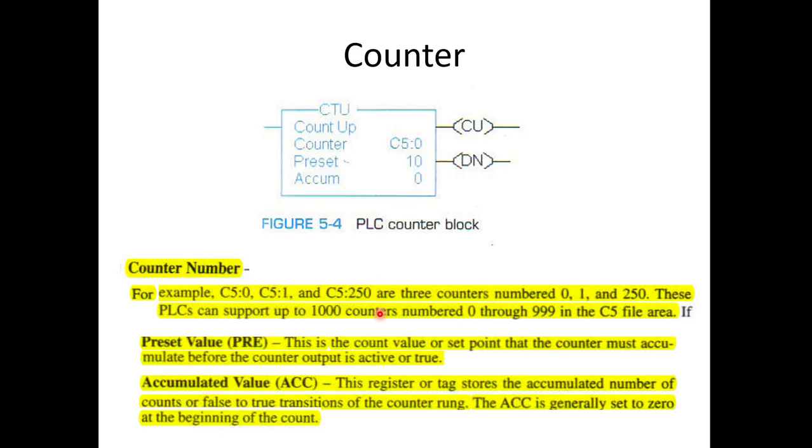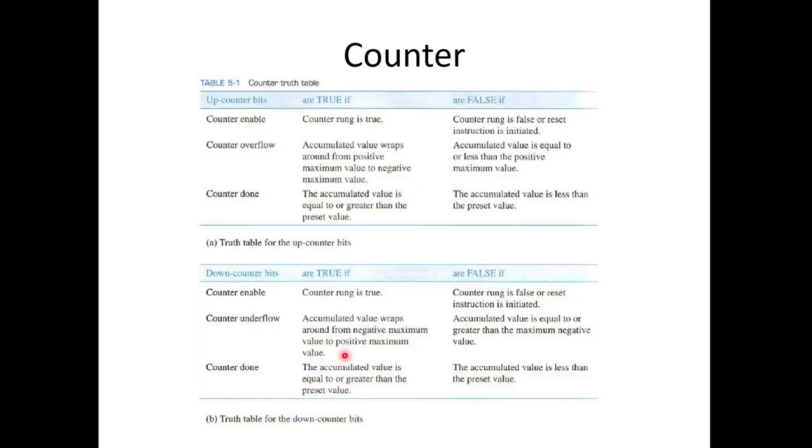You have C5:1, C5:2, so there are three counters numbered. So you can have so many counters, and each has a preset value and an accumulator value. Counter has three bits also: counter enable, counter overflow, counter done. Counter enable means when the rung is true, it will be enabled and your accumulator value will go up. And counter done will be set when the accumulator value is equal to the preset value.